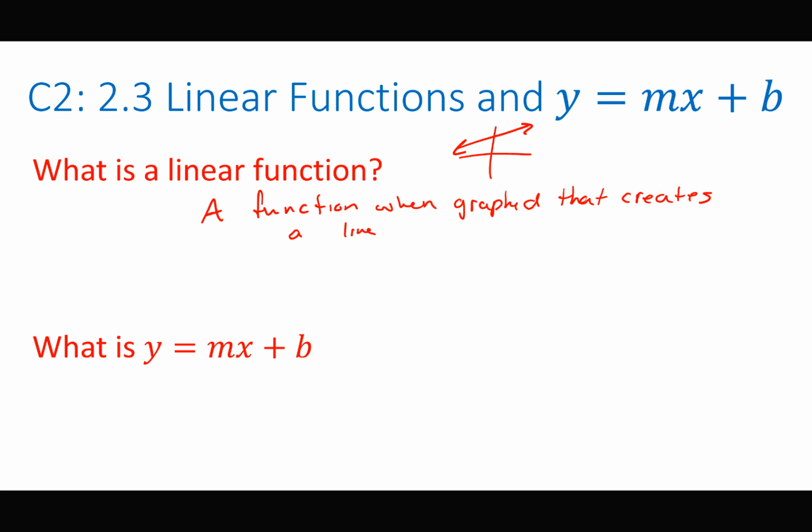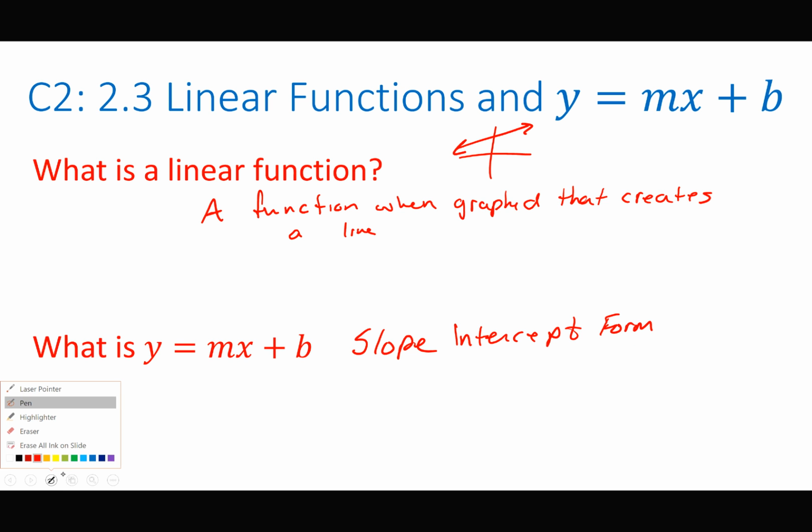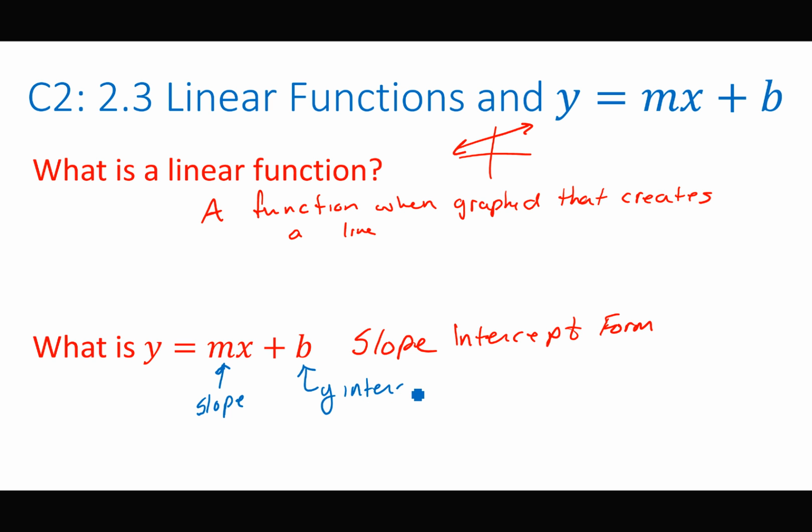And I also have in here, well, what is y equals mx plus b? Again, that is slope-intercept form. And we're going to work with slope-intercept form a lot. And again, this m is the slope, and this b is the y-intercept. The y and the x will always stay as variables. All right, so in slope-intercept form, that y and the x are always variables.